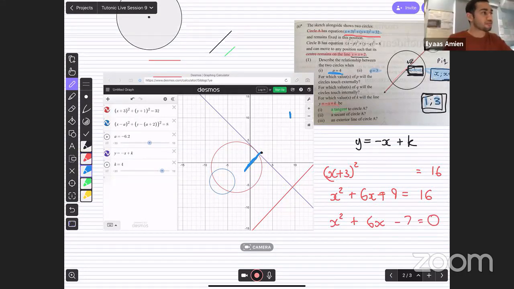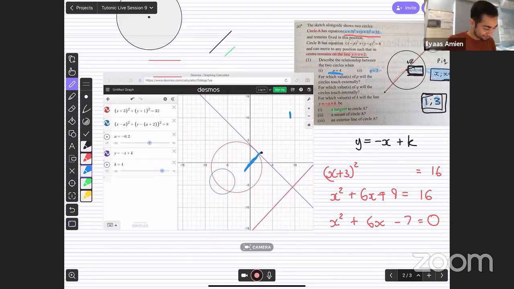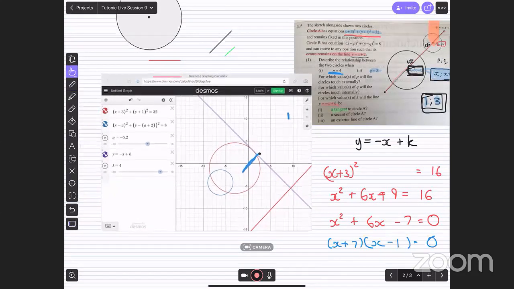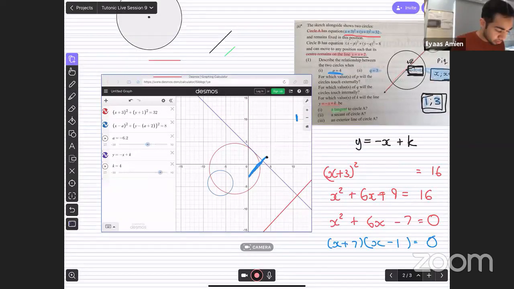Factorize this for me. One and 7. Factorize. (x plus 7)(x minus 1). Wait, I have a question. By the first red line, couldn't we just square root both sides? Then the square falls away, and we square root 16, which gives you 4. Then you say x plus 3 equals 4. Yes, you can actually do that.